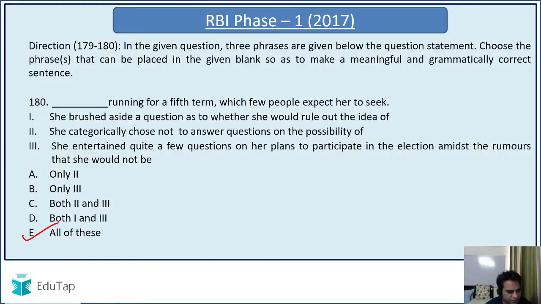All of these are correct. So all of these are apt openings for the given statement. So that would make a sensible opening for these statements, guys. Brush aside means avoided. She avoided a question as to whether she would rule out the idea of running for a fifth term.